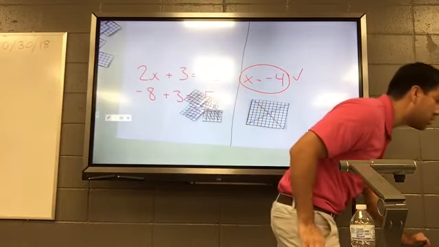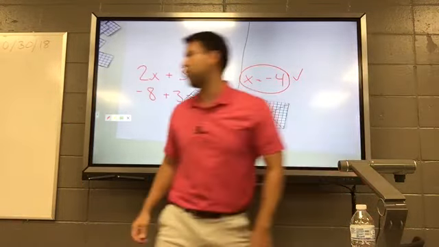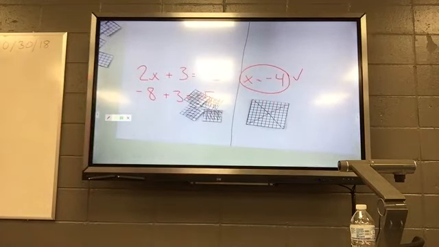So the next equation we're going to do, 3x plus 4 equals negative 2. Now this is what I want, 7th grade. I just want to see this on your desk. I don't want to get the answer. I'm not concerned with that right now. I need you to get this equation. 3x plus 4 equals negative 2.